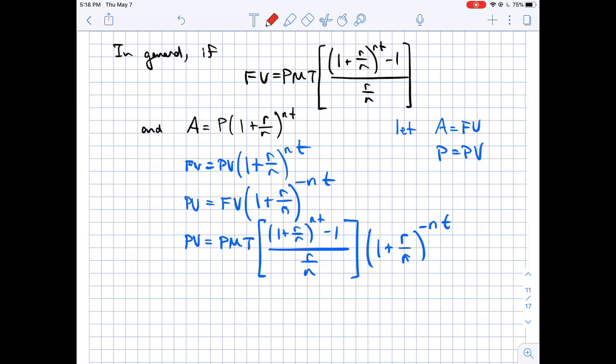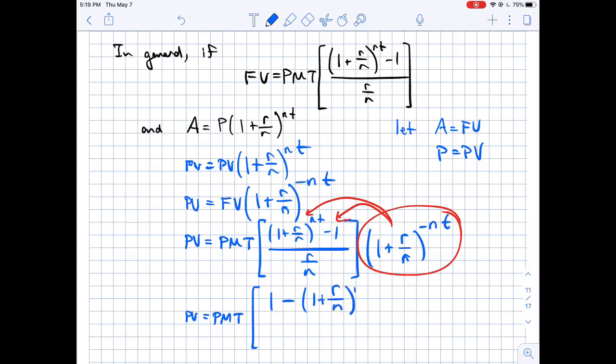So now we want to clean this up a little bit, and specifically we're going to take this term and multiply it onto both of these terms. That means that our present value formula is going to become PMT multiplied by, well, if I multiply it on this term, the exponents are going to cancel each other out and I will just end up with 1. If I multiply it on this term, all I get is negative (1 + r/n) to the power of negative nt, and my denominator does not change at all.